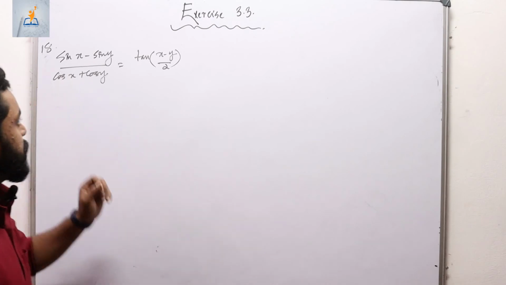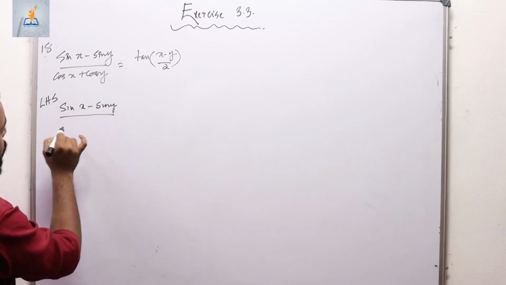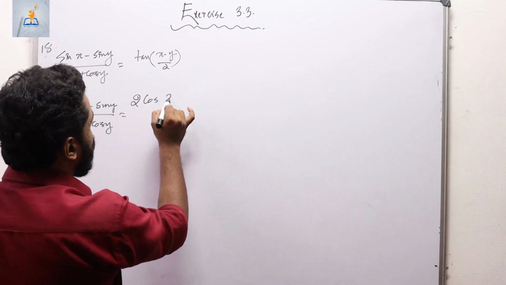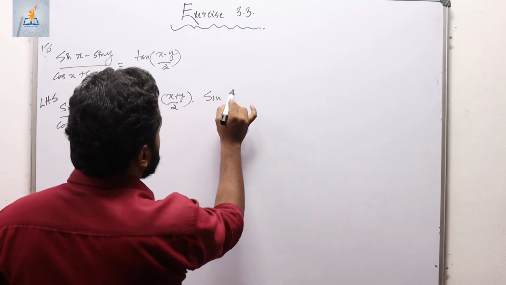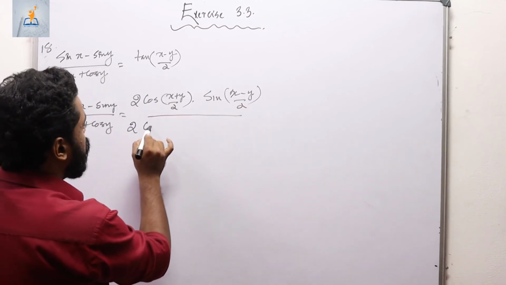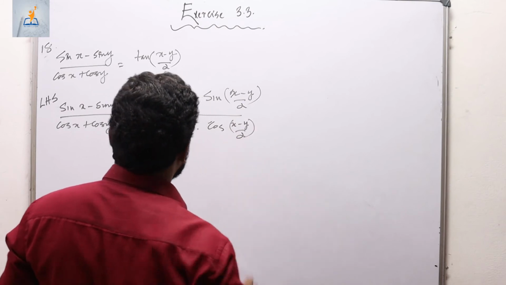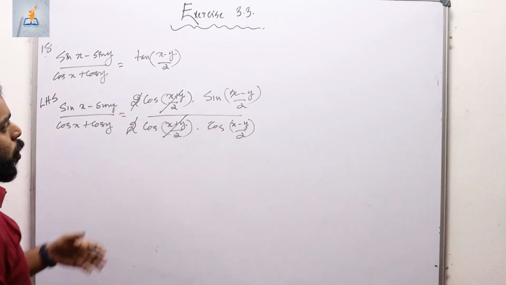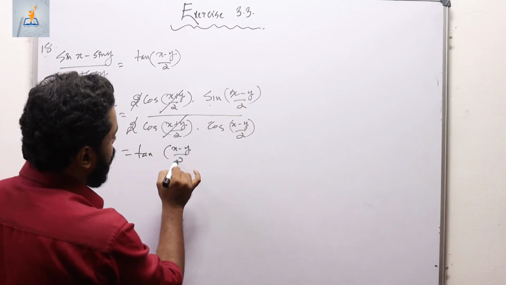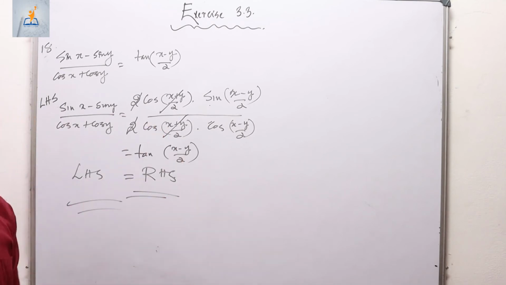Now coming on to the 18th question. In the 18th question, the left hand side is directly of the form sin x minus sin y divided by cos x plus cos y. We know that sin x minus sin y is nothing but 2 cos (x plus y)/2 into sin (x minus y)/2, correct, divided by cos x plus cos y, which is of the form 2 cos (x plus y)/2 into cos (x minus y)/2. Exactly. Now we can cancel the like terms, which means on division this will result in 1, and we have sin by cos, which is tan (x minus y)/2, which is the RHS of this entire equation. So we have LHS equal to RHS, hence the result is proved.